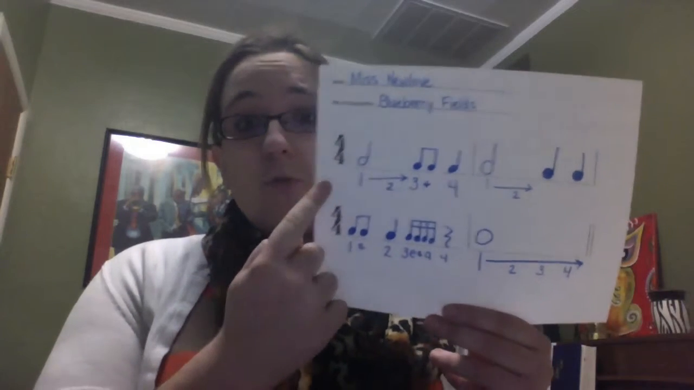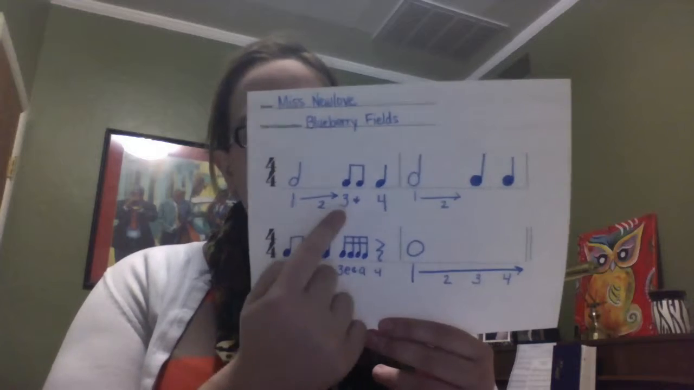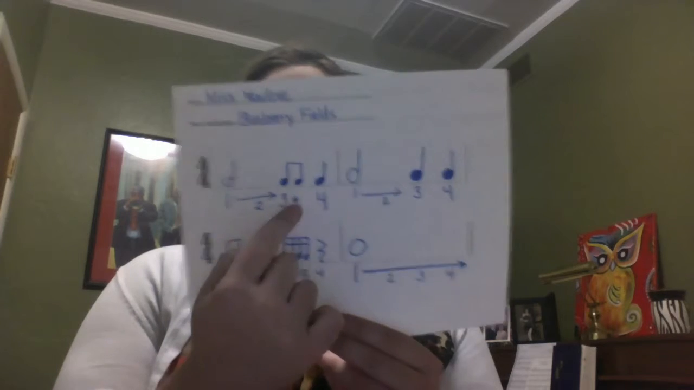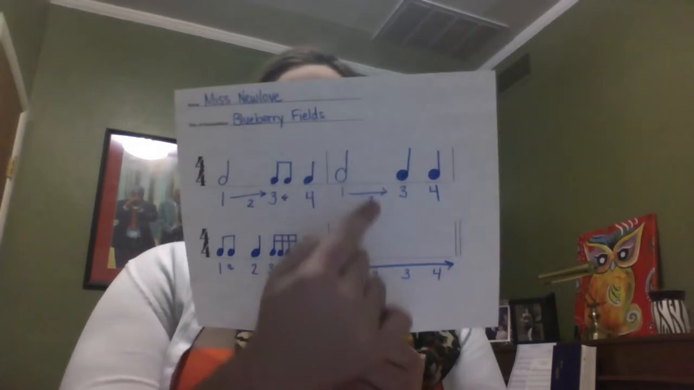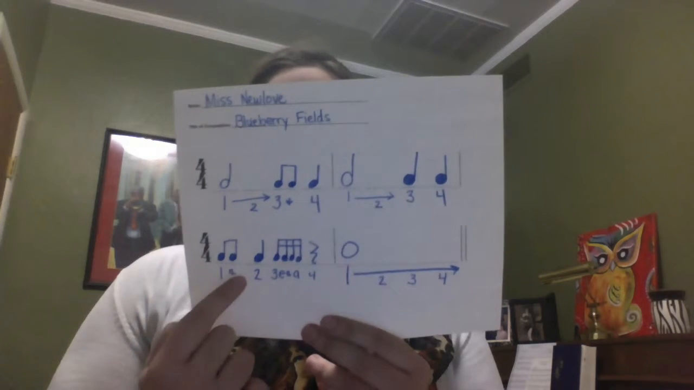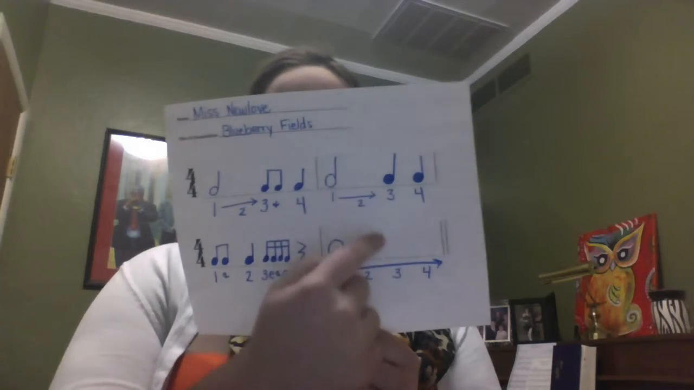You have to write the counts underneath. 1, 2, 3, and 4. And I just noticed that I forgot to do one right here. Let me do that real quick. And then you're going to count it. 1, 2, 3, and 4. 1, 2, 3, 4. 1 and 2, 3 and 4. 1, 2, 3, 4. So do that in pencil. You can erase it if you need to.